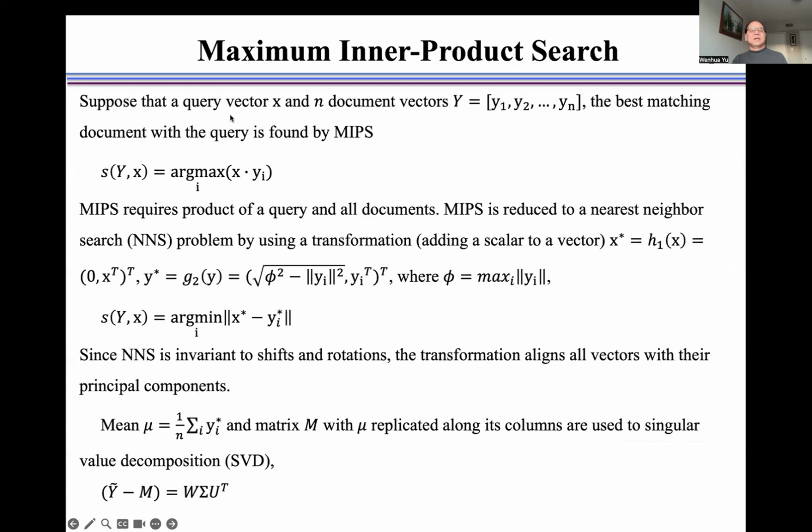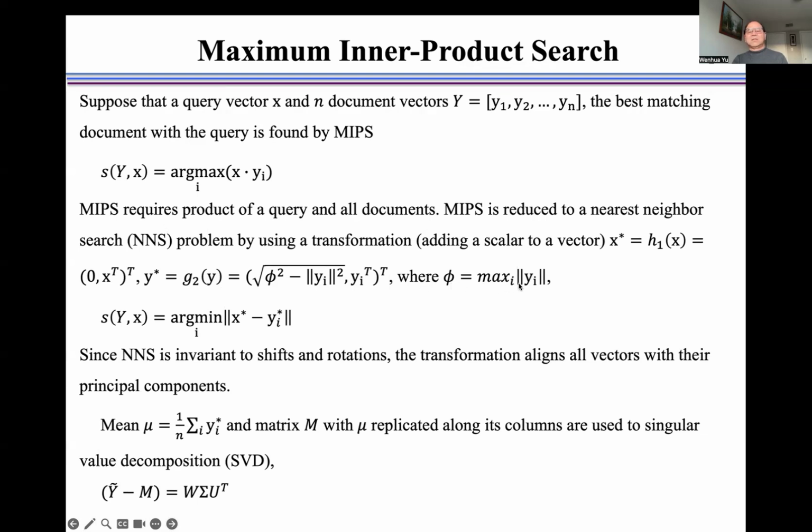Suppose that there is a query vector X and n document vectors Y. The best matching document with a query is found by MIPS, as shown here. MIPS requires a product of a query and all documents. MIPS is reduced to a nearest neighbor search problem by using transformations H1 and G1.